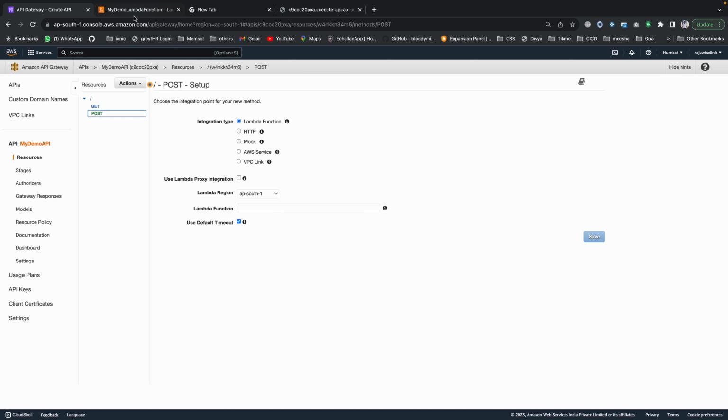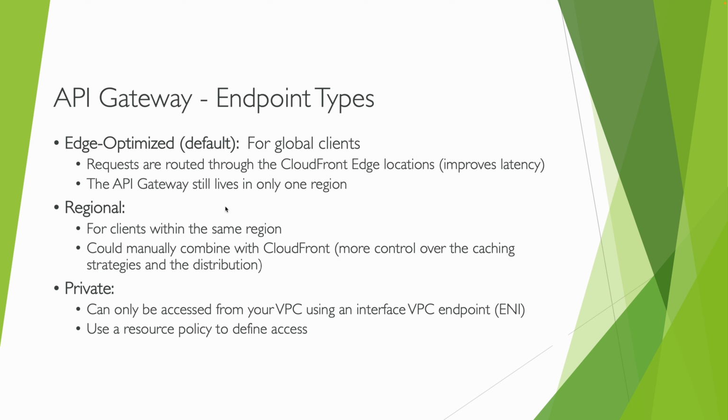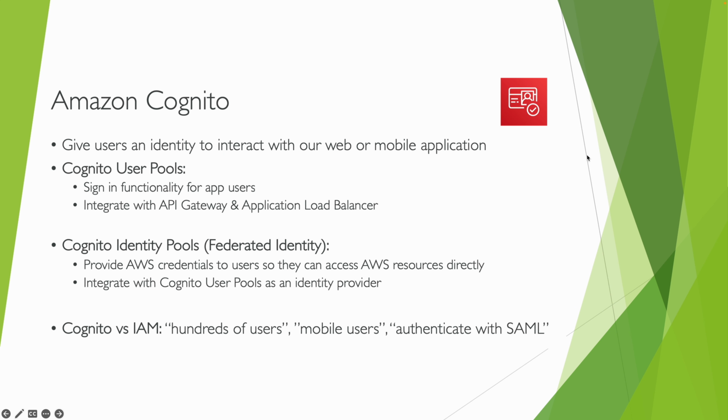And there are a few other concepts. There won't be any hands-on session for that concept, but you need to know this concept. So that is Cognito. I have explained a brief about this in the previous slides. Amazon Cognito gives users an identity to interact with our web or mobile applications. If you want to store any users' data for your mobile or web application, other than storing them in RDS or any other databases, you can use this Cognito.